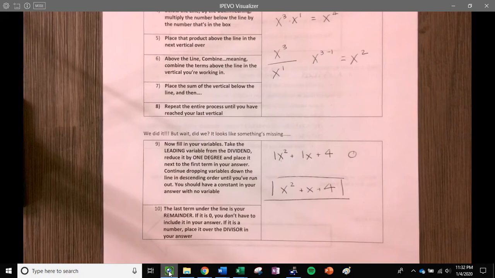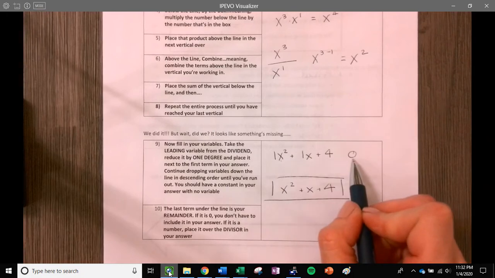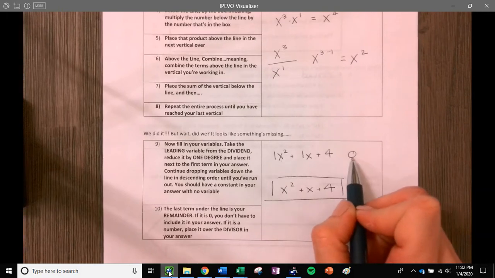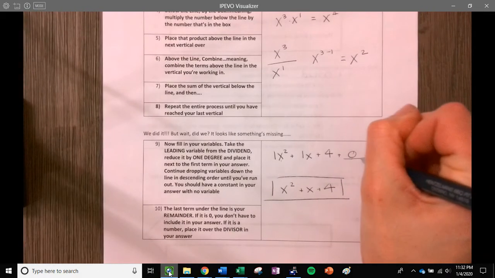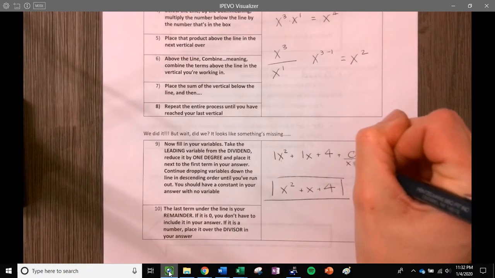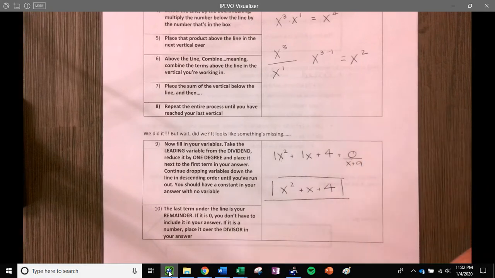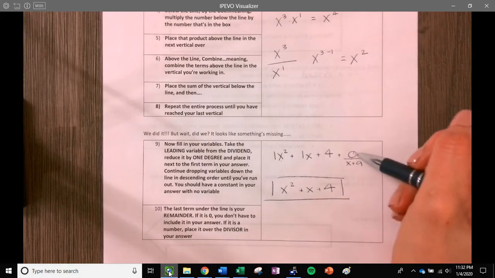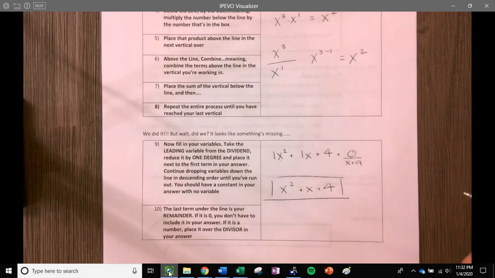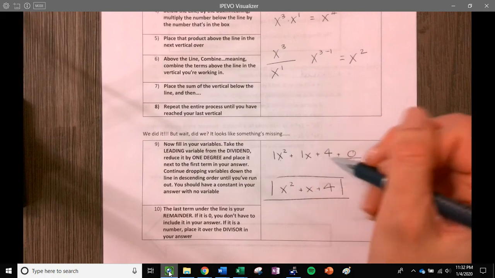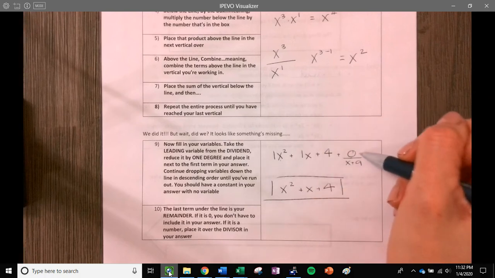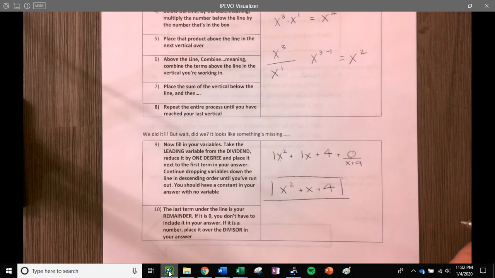That's it. But let's say we did have a number here. That means that number would be the remainder. And if there is a number here and you have a remainder, then you have to write it as that number divided by the divisor. So if there were a number there and we did have a remainder, that is how you would write it. Okay, let's just say it's a. Our answer then would be x squared plus x plus 4 plus a over x plus 9.